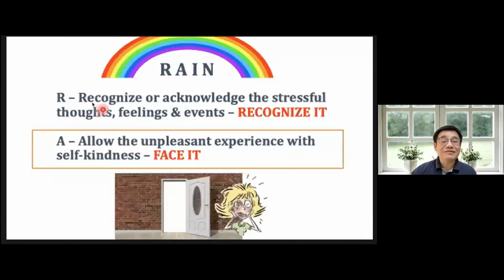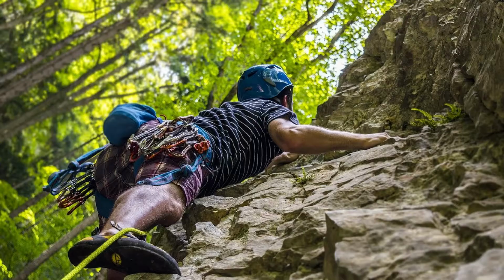That's all for R, to recognize it. Okay, let's move on to the second one, A. Allow the unpleasant experience with kindness. So this one, we allow the visitor to come in. Just now is only open the door and recognize stress. A is open the door, allow the person to come in, allow the visitor to come in, allow the stress to come in. Okay, sounds simple, but very often there are challenges in facing it.